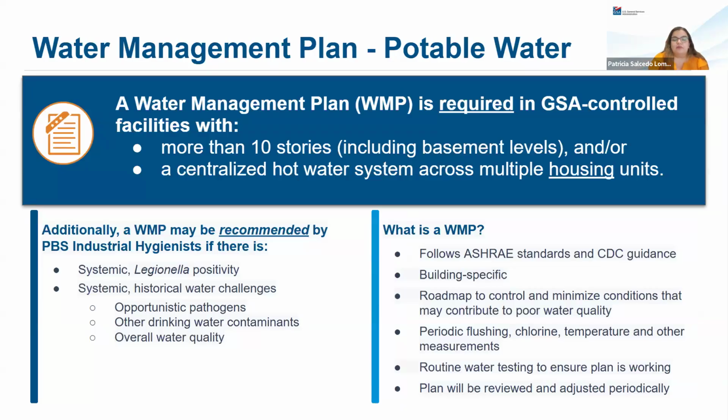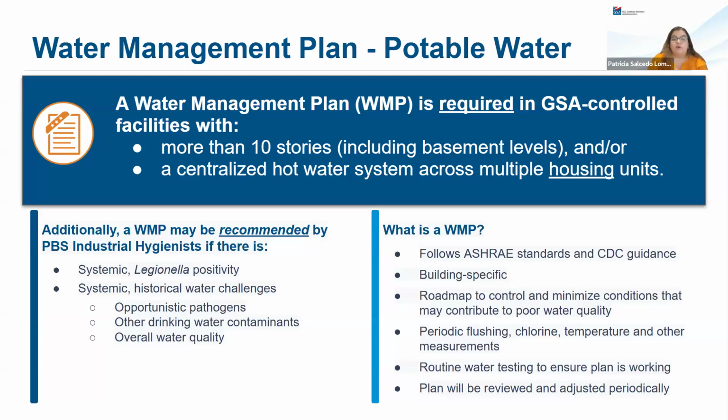Now we're going to touch base a little bit on water management plans. They are for potable water. A water management plan is required in GSA-controlled facilities we've identified with more than 10 stories, including basement levels, or if the centralized hot water system serves multiple housing units. There are other reasons why we may recommend one as PBS industrial hygienists, including a systemic issue, increased Legionella positivity, or historical water challenges, such as other opportunistic pathogens or other drinking water contaminants, like the ones we discussed earlier, lead or copper, or overall quality.